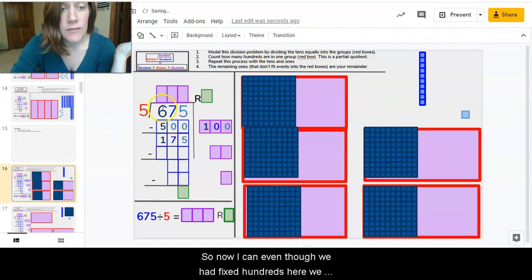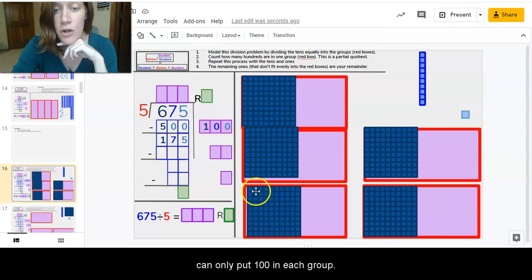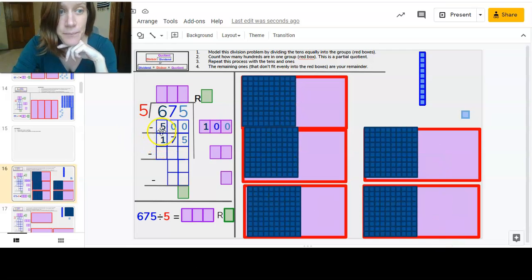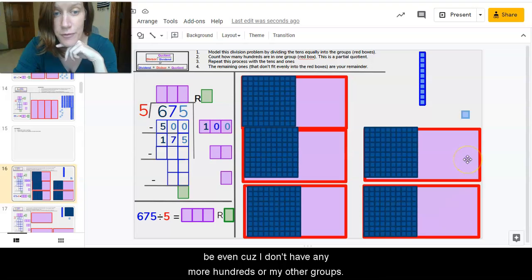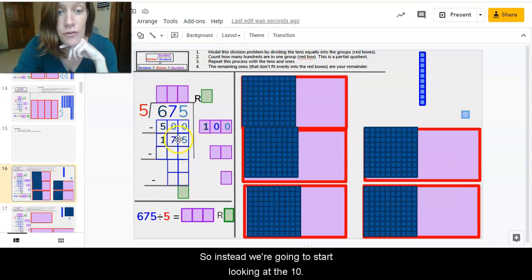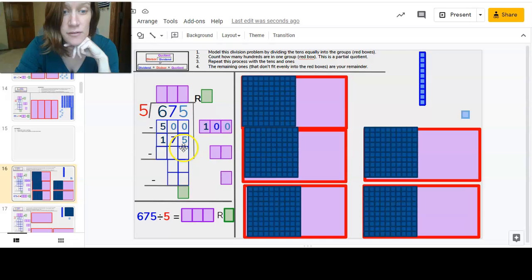So now again, even though we had 600s here, we can only put 100 in each group, because if I put this 100 right here in one group, then the groups are not going to be even, because I don't have any more hundreds for my other groups. So instead, we're going to start looking at the tens place.